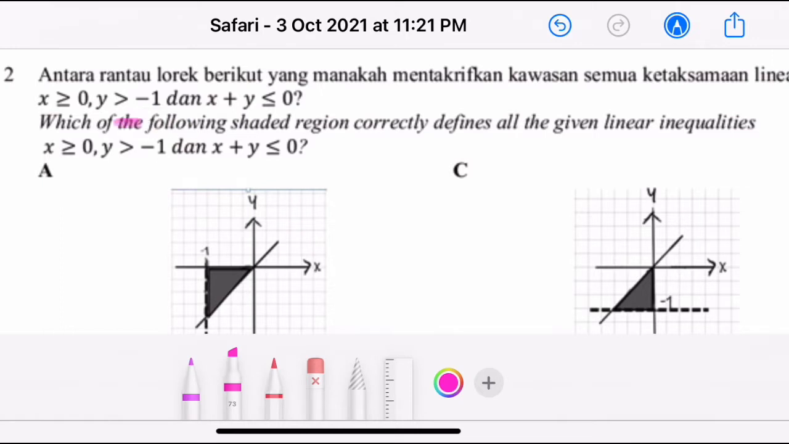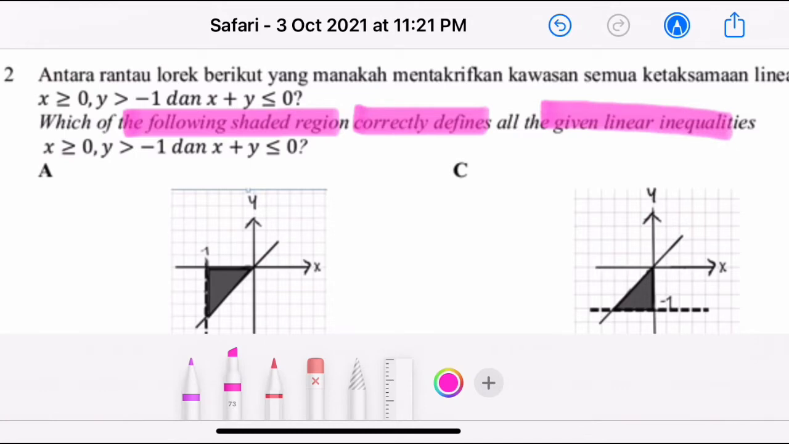The following shaded region correctly defines all the given inequalities. The inequalities: x greater than 0, right? So we will have to identify the region x greater than or equal to 0, y greater than -1, and also x plus y less than or equal to 0. So we want to identify which one actually is the shaded region.